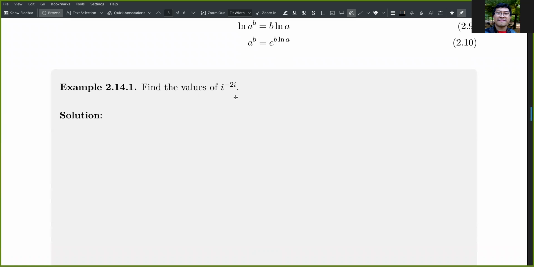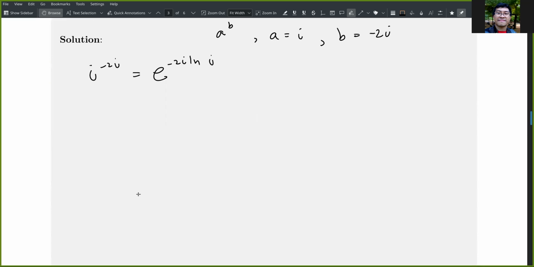Find the values of i to the minus 2i. So here, i to the power of minus 2i is equal to e to the power of, so if you write it as a to the power of b, then you have a equals i and b equals minus 2i. So you have e to the minus 2i ln of i. And we need the value of ln of i. How do we get that?